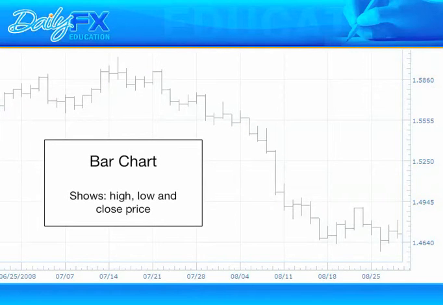Here's the same euro-dollar data displayed on a bar chart. Bar charts visually depict the high, low, and closing price of each session. Traders use this information to note potential reversals on the chart, which may be easier to see than it would be on a basic line chart, which only shows closing prices.